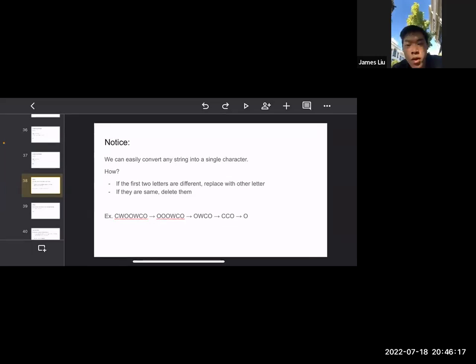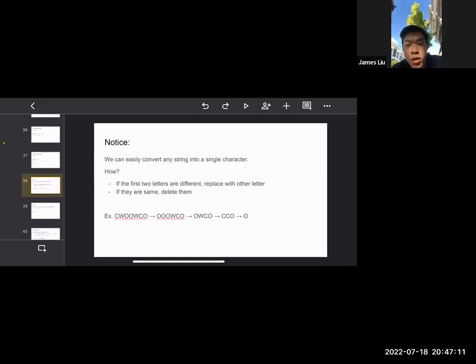Now, how do we do this? Well, we can use a constructive algorithm. We start with the first 2 letters. If they're different, we replace them with the other respective letter. So if it's CW, we replace it with an O. If the first 2 letters are the same, we delete them. We apply these operations again and again until we have a single letter, since the operations only take in 2 letters as a parameter. The only time they don't have 2 letters is when there's 1 letter, so no matter what, we can get down to 1 letter at the end. Now, if we're lucky, this might be a C, and then we solve the problem. But we're not always lucky. Sometimes it's a W, sometimes it's an O.